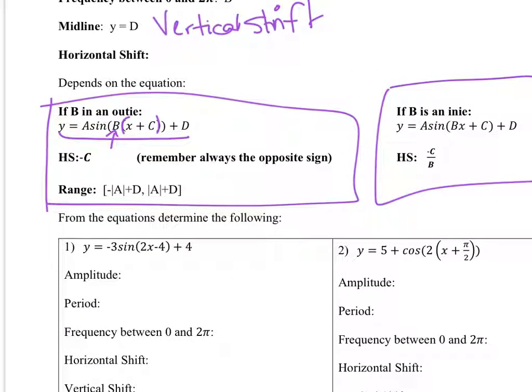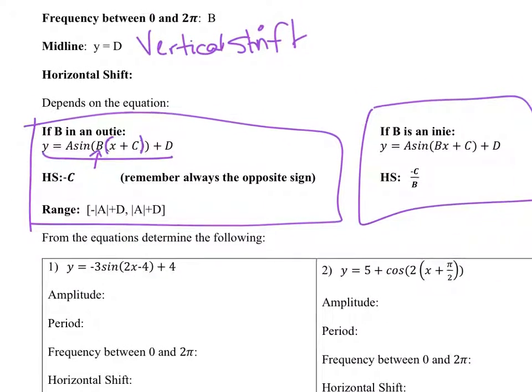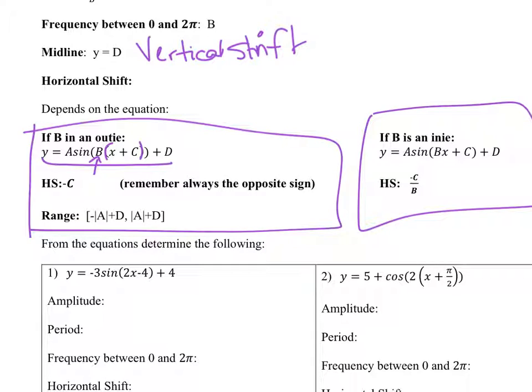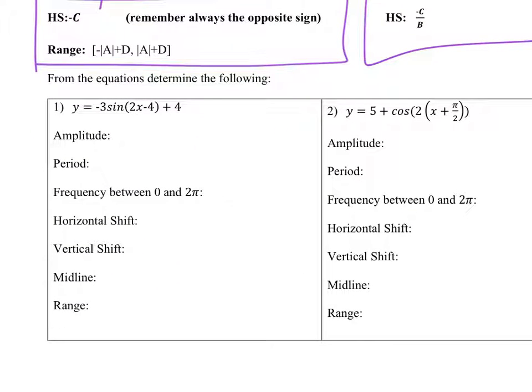Range, I shouldn't have circled it here, but the range is just the amplitude plus the D. If you picture, the range is always the up and down. The amplitude stretches it up and down or shrinks it. So that changes that. And the D takes the whole graph and shoves it up or down. So A and the D are the two things that affect the range, and that's how we figure it out from there. You just have to remember that.